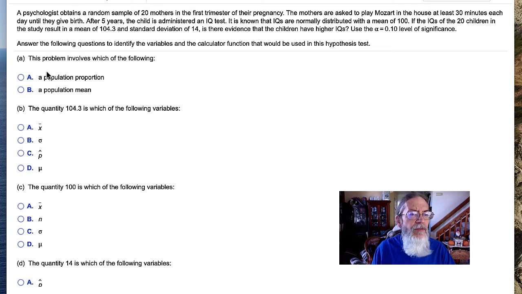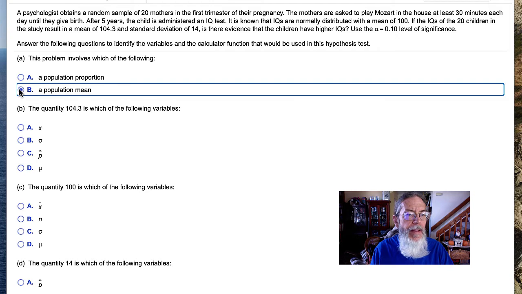Okay, so let's see what we got here. This problem involves which of the following? Is this a proportion or a mean we're looking at? Well, if it's a proportion, it would give a percent or a decimal amount, but I don't see that. I see, oh, look at that, mean of 100. That seems to be B.